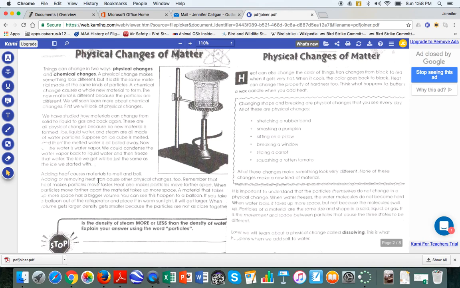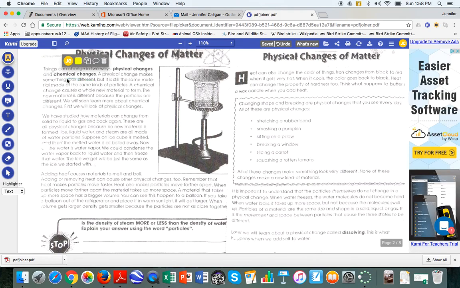Physical and chemical changes. The biggest important parts that I saw were that for a physical change, things are going to look different. I'm playing around with the website. And the other thing is that a chemical change will cause a whole new material to form.